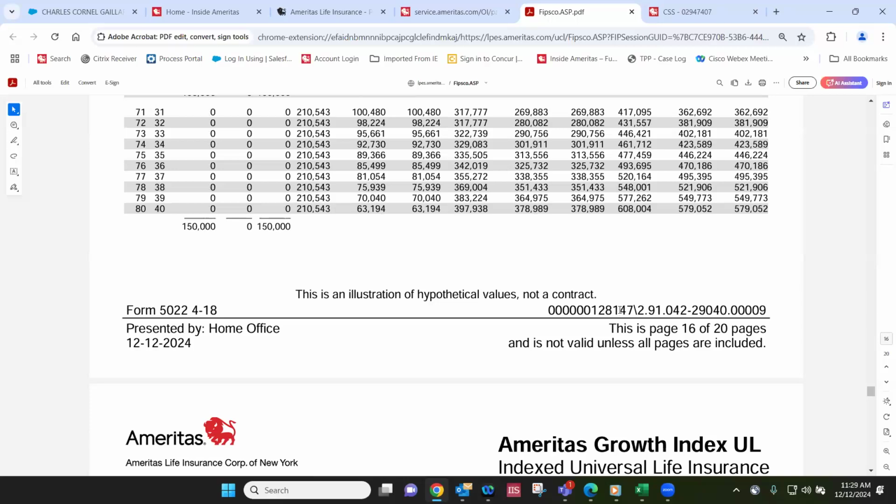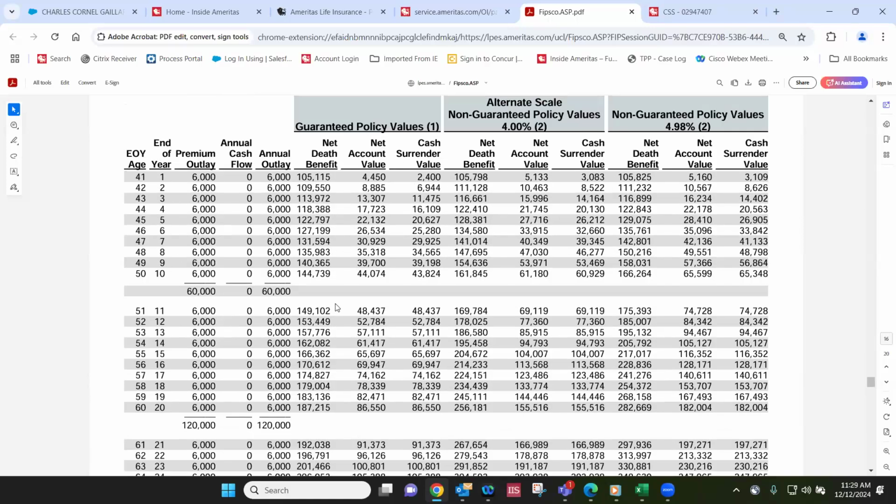So this particular target is $1,281.47. Just for sake of simplicity, let's call it $1,300. So this is a $1,300 target premium, even though the client is paying $6,000. Most of your compensation on this then would be treated as excess premium.